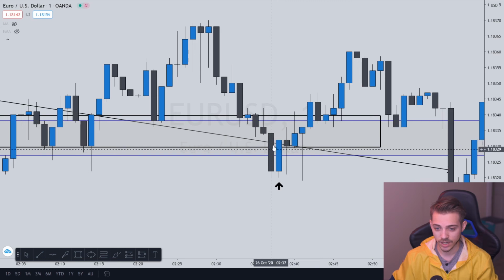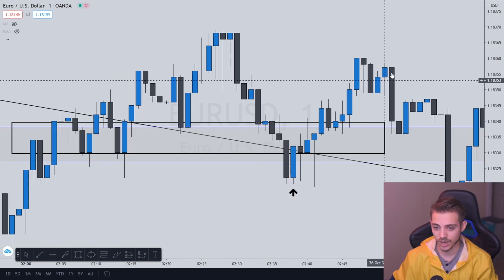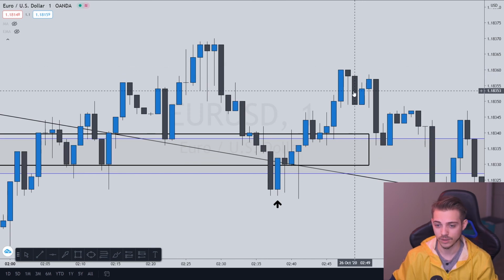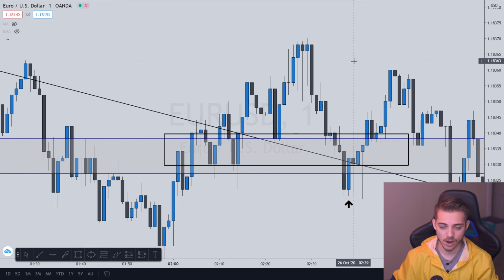So as soon as this candle closed, I went ahead and took my trade for 10 minutes. And then you can see how my trade would have closed roughly in this area. I can't remember exactly what candle it was, but it was up here. I think it might have been this candle right here, if I'm not mistaken.